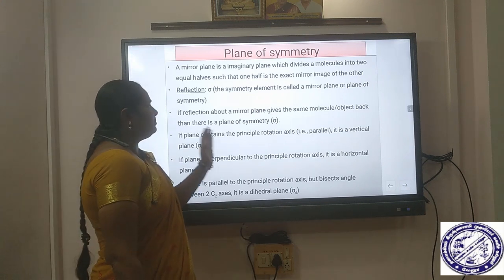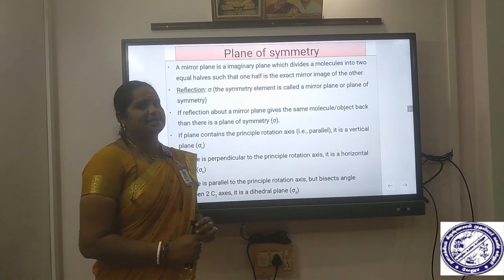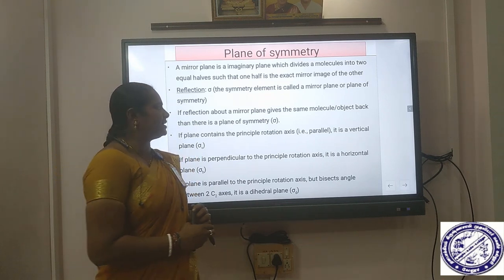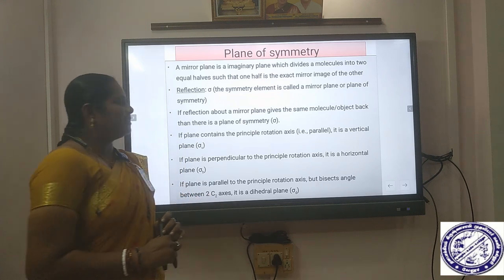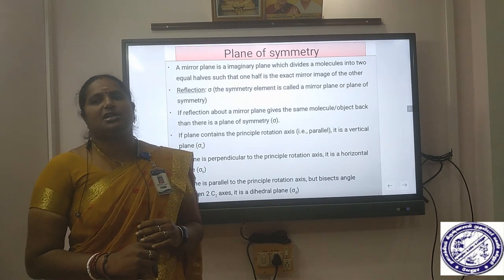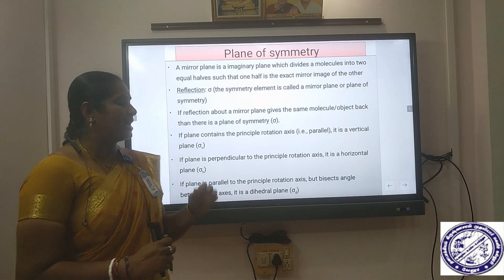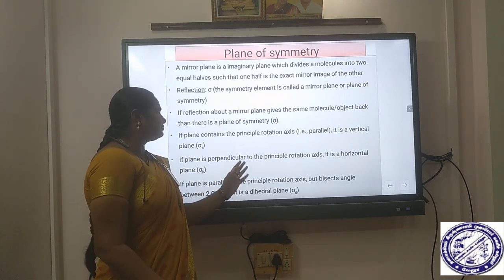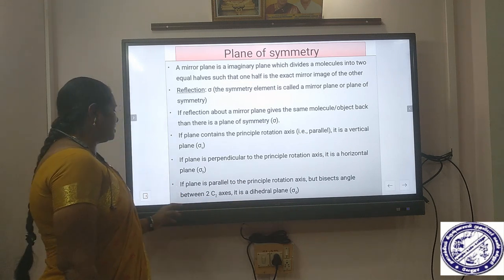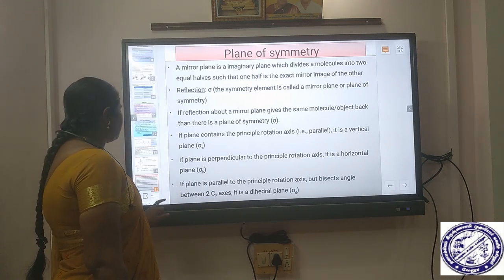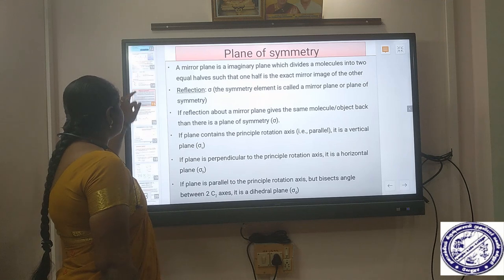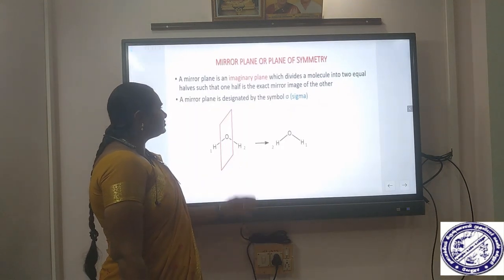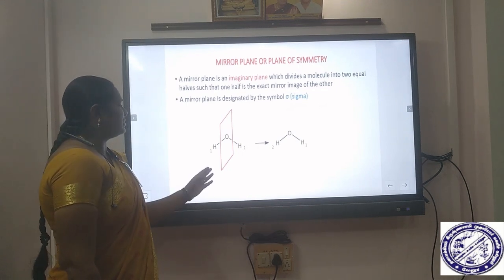If the plane is parallel to the major axis, it is called a vertical plane. If the plane is perpendicular to the major axis, it is called a horizontal plane. If the plane is parallel to the principal axis of rotation but bisects the angle between two C2 axes, it is called a dihedral plane. This is the example which I explained before.